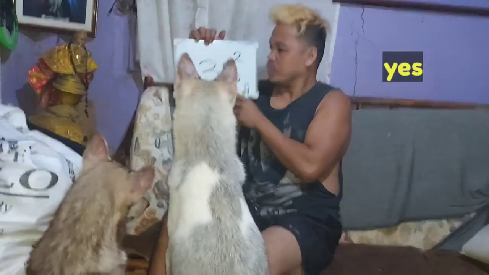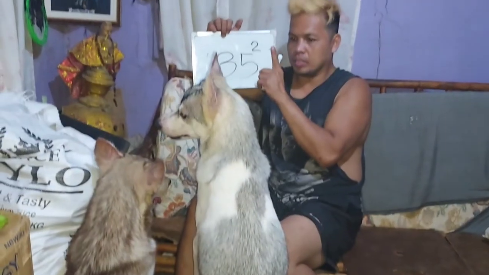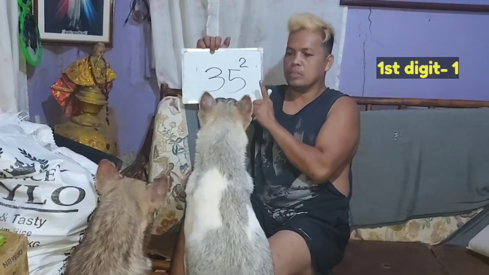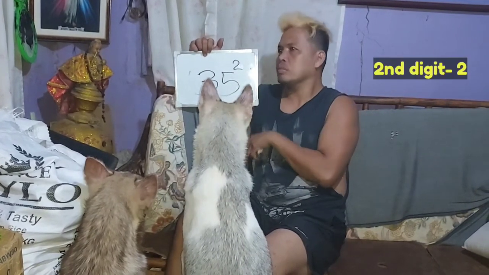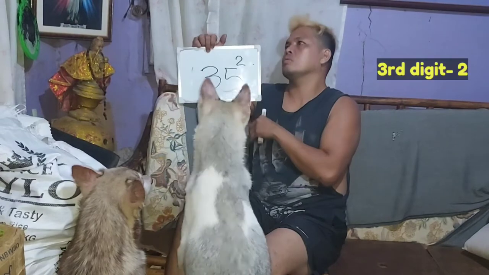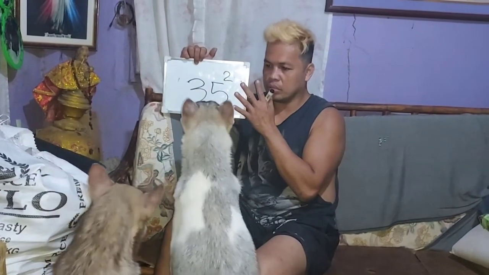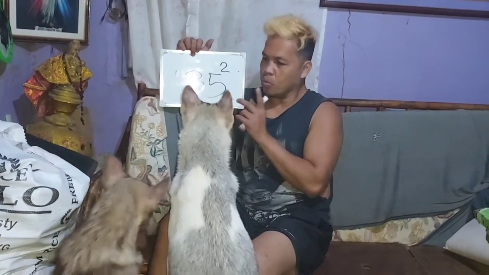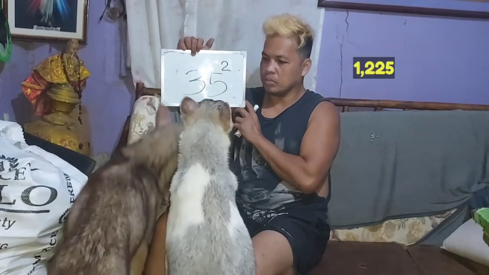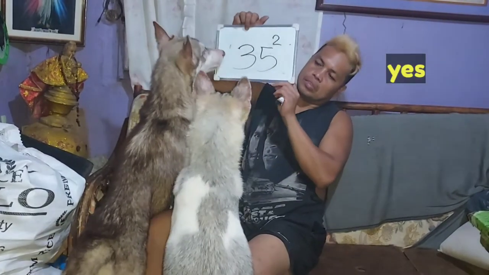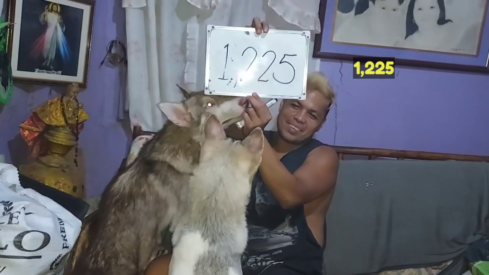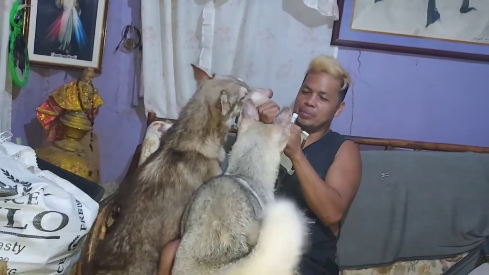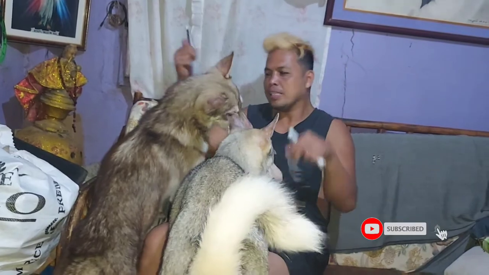Yes. So now, what is the square root of 35? First digit. Dewey, what is the square root of 35? First digit. Second digit. Third digit. Two. What is the fourth digit? Okay, five. Is your answer 1,225? Yes or no? Yes. So, the answer is 1,225. Very good. Okay.